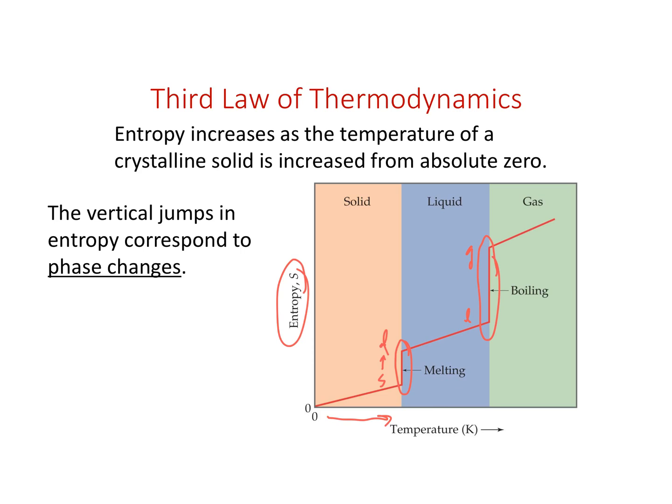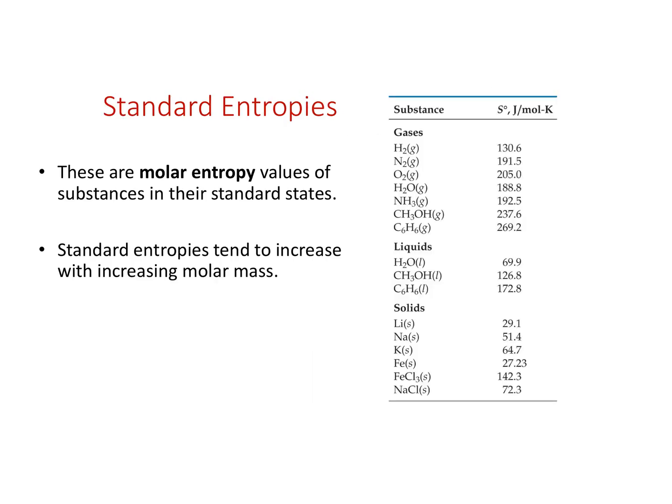I'm getting a large change in entropy because as I go from the solid to the liquid, I've got more molecular freedom, more movement, more microstates. And the same thing when I go from the liquid to the gas, I'm increasing the molecular freedom, increasing the number of arrangements, increasing the microstates, and increasing the entropy. So I can increase the entropy by increasing the temperature, by going through a phase change, and also in general, the standard entropies tend to increase with increasing molar mass. So as the molecules get larger and larger, I'm going to have an increase in entropy.